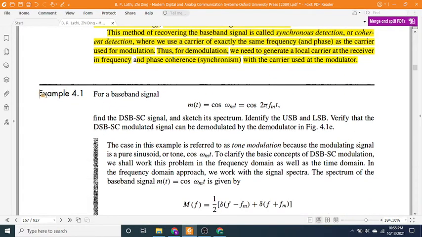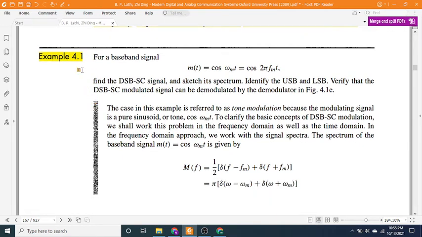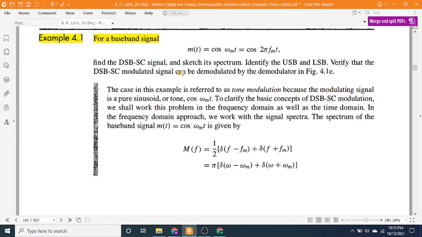Example 4.1. For a baseband signal m(t) = cos ωm t = cos 2πfm t, find the DSB-SC signal, and sketch its spectrum. Identify the USB and LSB. Verify that the DSB-SC modulated signal can be demodulated by the demodulator in Fig. 4.1a.